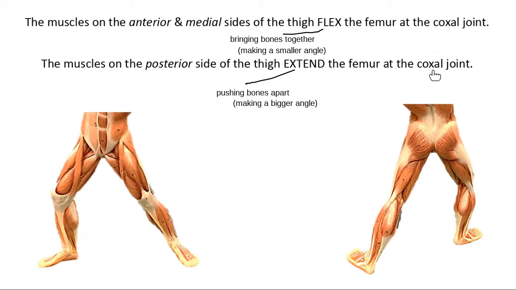Notice that we've got a note here that we're at the coxal joint. That was the one that was not named based on the bones. Where was that coxal joint again? Do you remember what the coxal joint was? Yeah, you're absolutely right. The coxal joint is the hip joint. Hip joint.